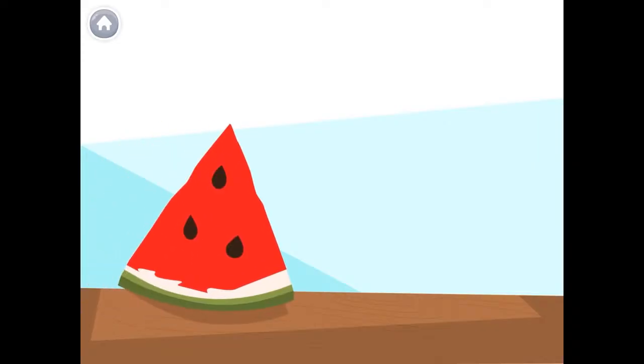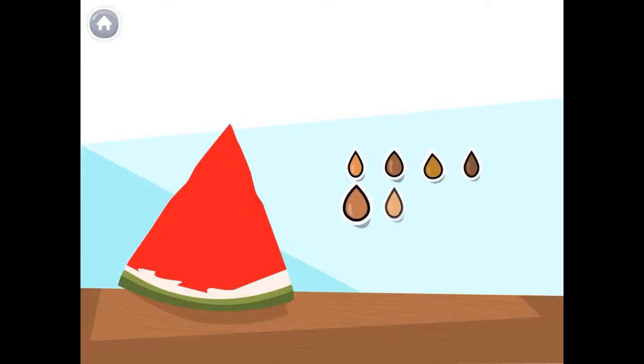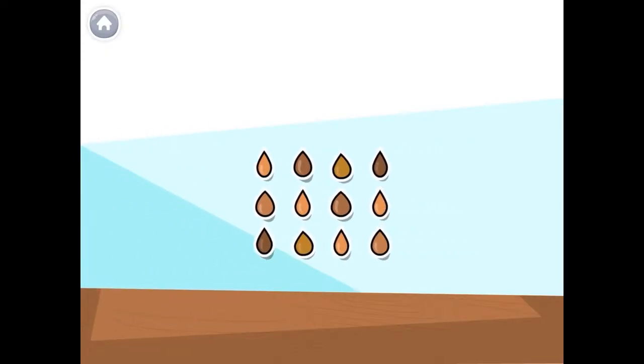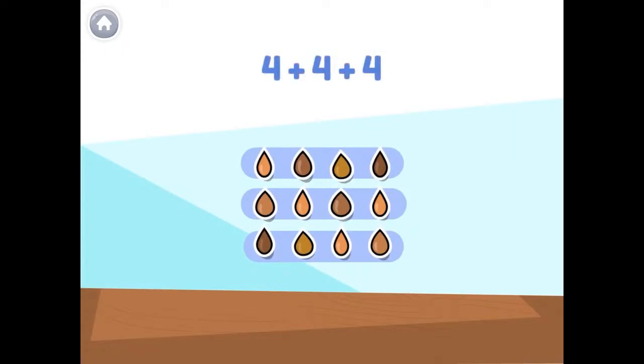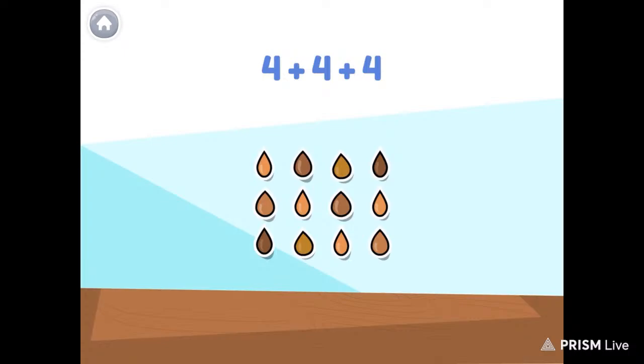I love watermelon, but I don't want the seeds. Tui! Let's take them out and count them by putting them into an array. I see 3 rows with 4 seeds each. In this equation, each number represents a row. Each row has 4 seeds. So there are 1, 2, 3 rows of 4 each. See? 4 plus 4 plus 4.